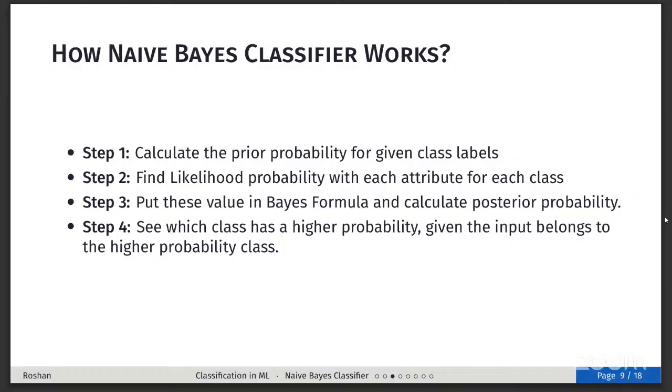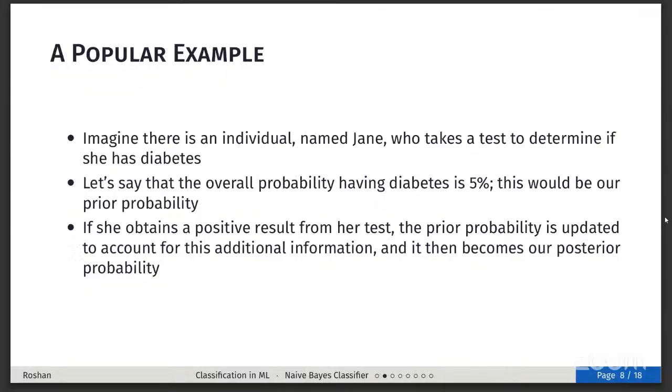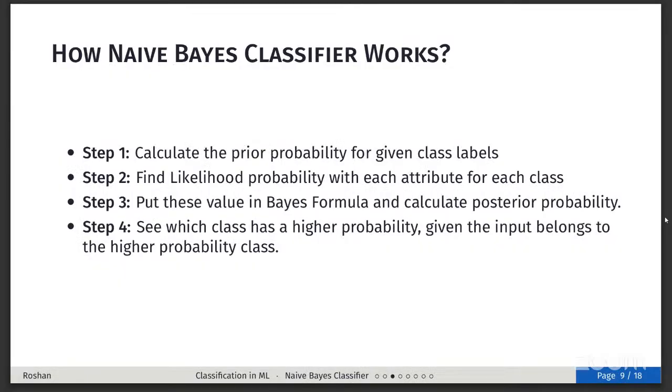So this is how a Naive Bayes classifier works. You calculate the prior probability given the class labels. That is the P of y. P of y.